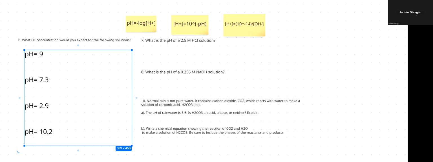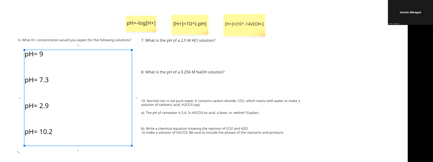And as for part D, when we get H plus, it equals 10 to the -10.2. And that's going to be equal to about 6.31 times 10 to the -11 molar. So it's a very, very, very small concentration.